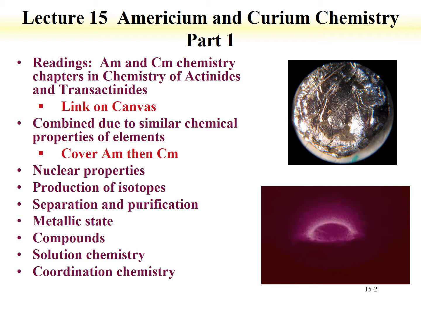The figures here show some examples of americium and curium. The silver button, that's some americium metal, whereas the glowing figure, that's actually from a shorter-lived curium-244 compound. And the glow is due to the short-lived isotope and the radiation effects, so the emission of the light due to heat from the decay.